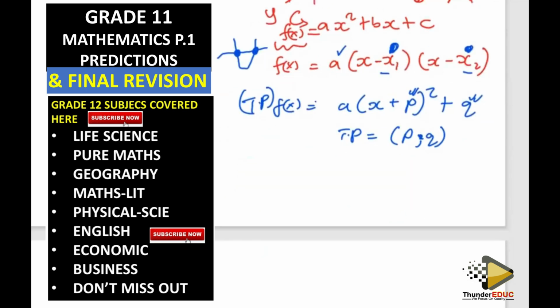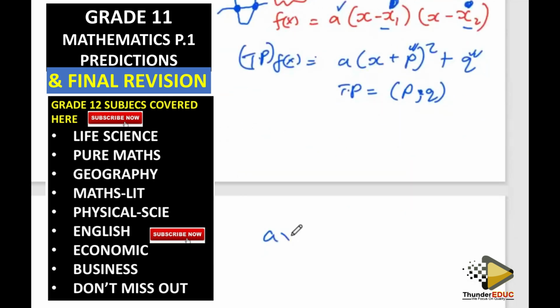Then under the parabolas, at least just know how to determine the axis of symmetry, because we love this in most cases if you're asked for the points or for the turning point. So we know that x is negative b over 2a. That we need to remember.